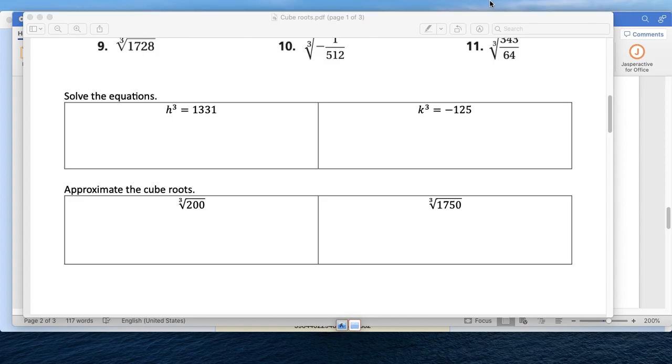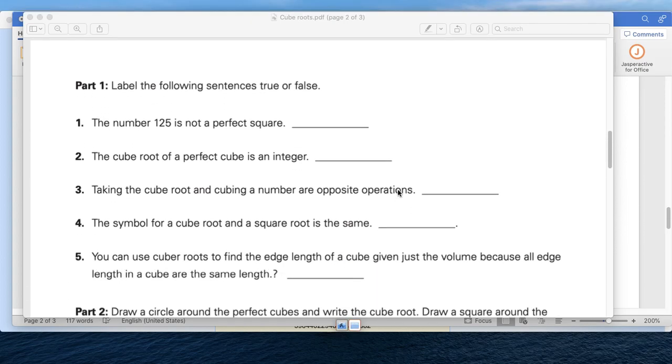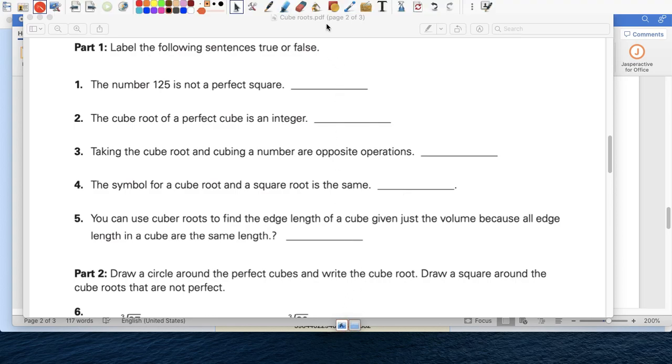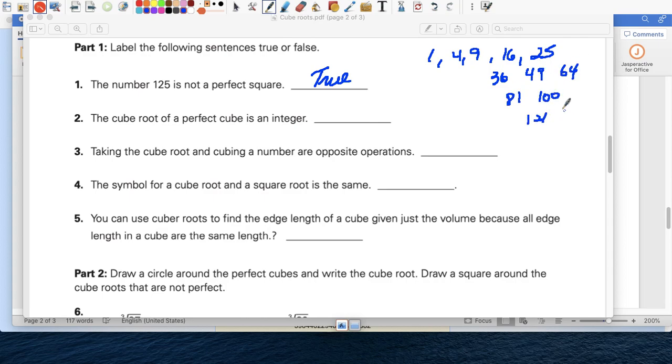What else? Is that it? No. The number 125 is not a perfect square. Is that true? Well, that is true. 125 is not a perfect square. Remember your list of perfect squares? 1, 4, 9. That's different than perfect cubes. 16, 25, 36, 49, 64, 81, 100, 121, 144. So 125 is not a perfect square.